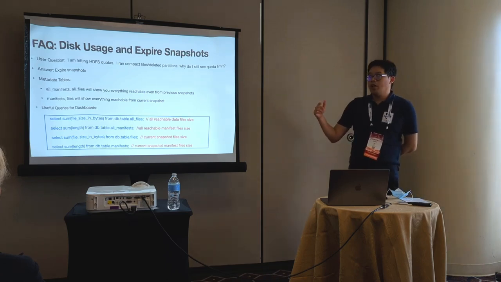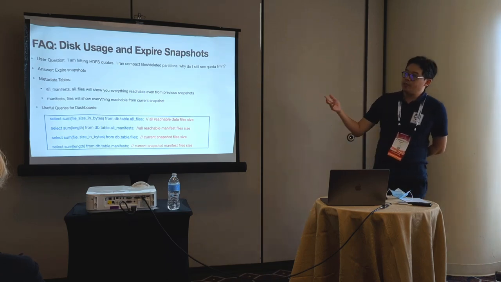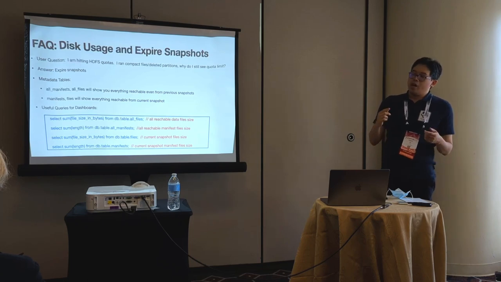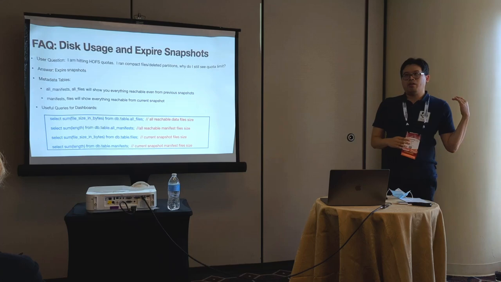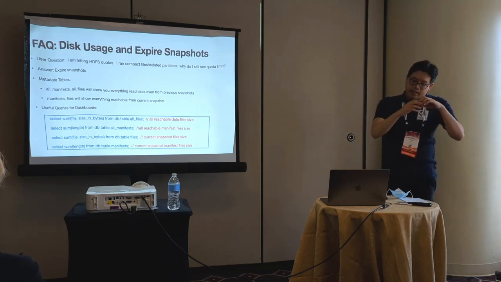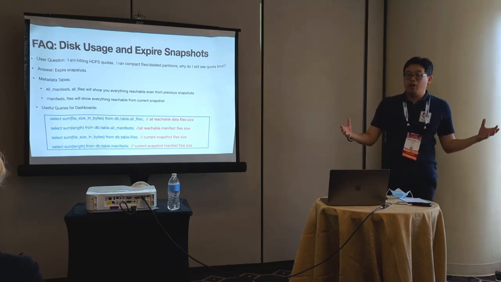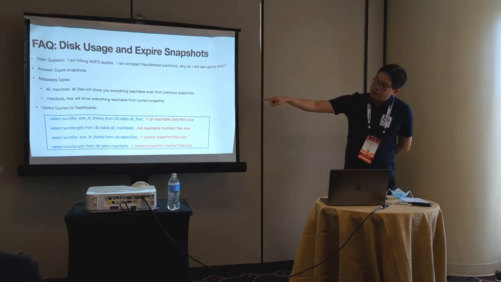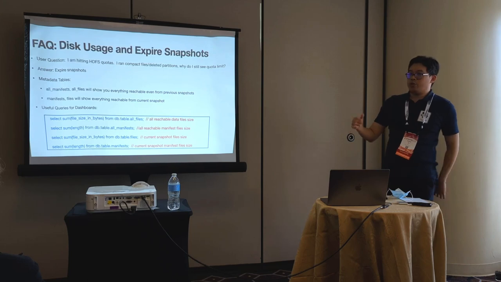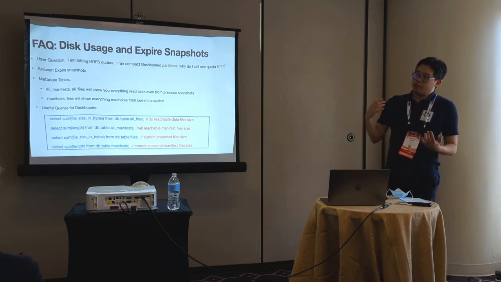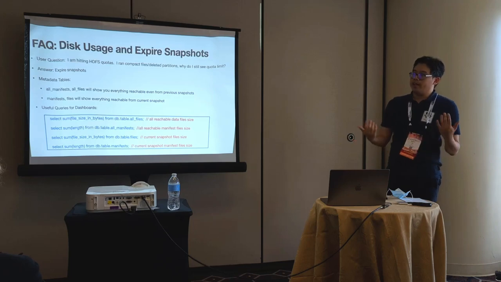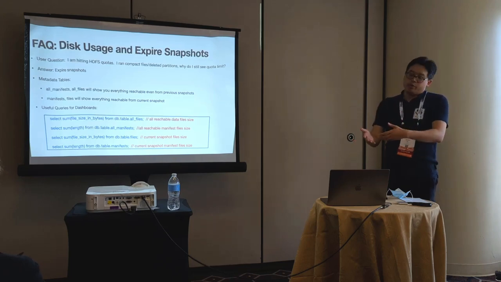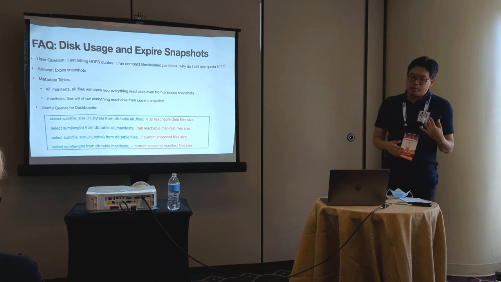But to determine whether that's the case, I always ask them to query two tables. First, can you query the all manifests and all files tables? Just a reminder, all underscore whatever is seeing all the metadata files or all the files at all points in time. Then I ask them to compare with manifests and files, which only show that for the current snapshot. If the first one is much greater than the second one, then you did the right job. You just have to expire snapshots and that should take care of the problem.